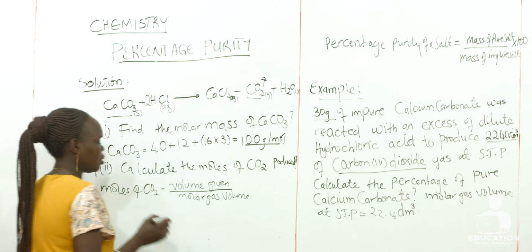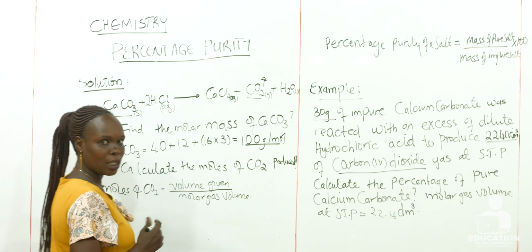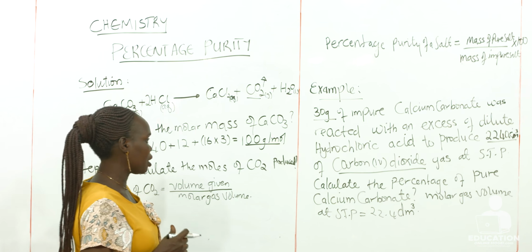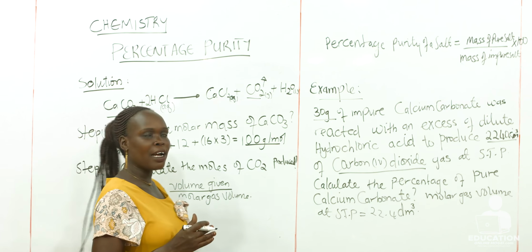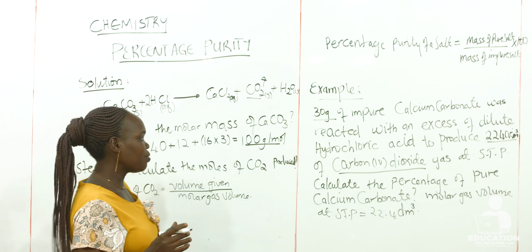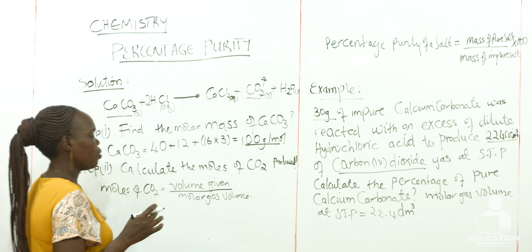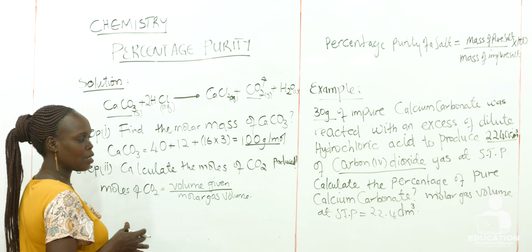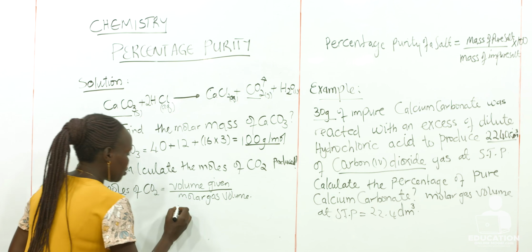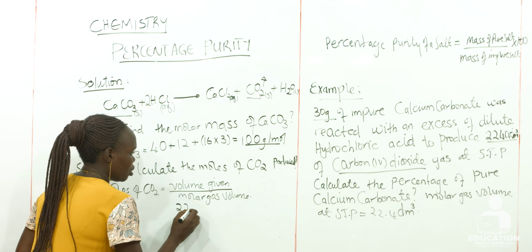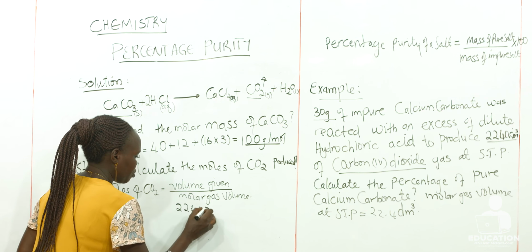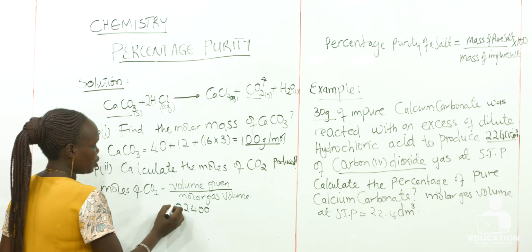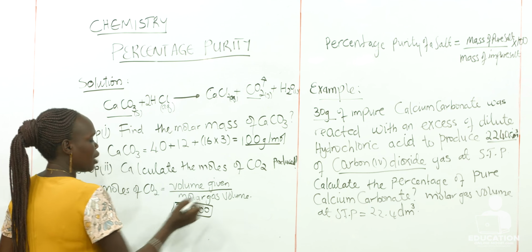So remember that moles of carbon dioxide will be equal to the volume given divided by the molar gas volume. The molar gas volume is 22.4, and when we multiply by 1000, it will be 22,400 cm³. So this will be the molar gas volume.